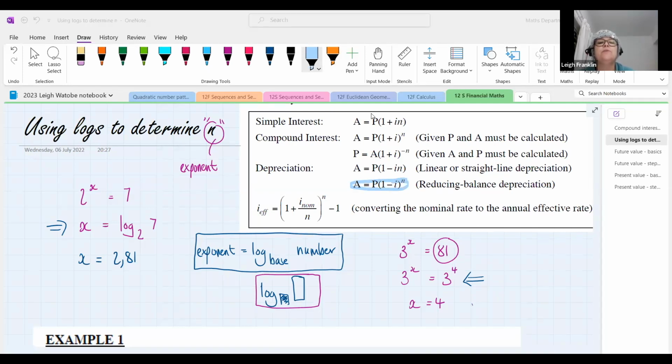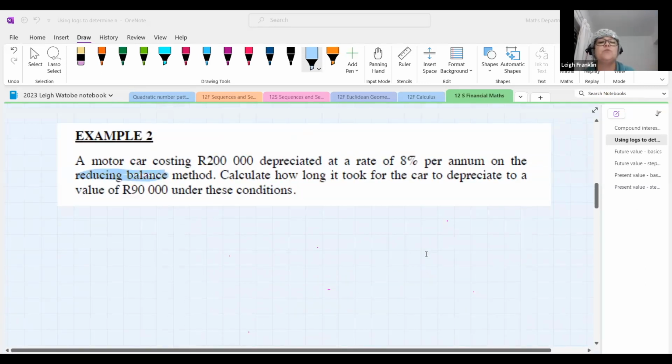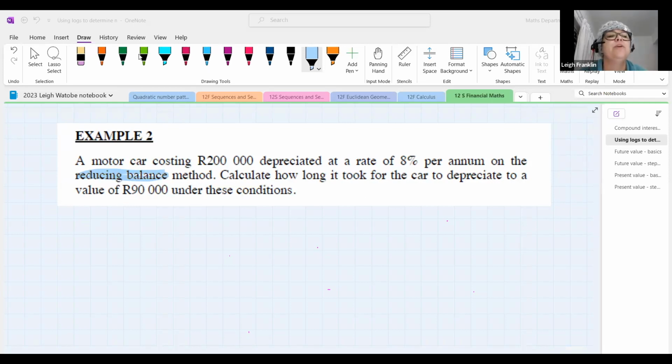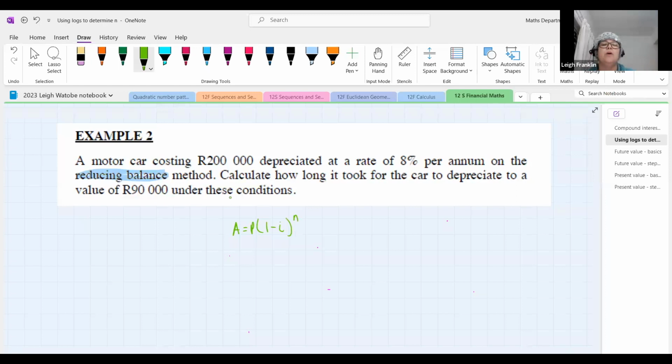Yes, Shisana. Yes, Tsahufatso. I think you just left the N off. Yes, N being the exponent. You're quite right. So we've got to use the correct formula, otherwise we get no marks. In this situation, we have A equals P(1 minus i) to the power of n. So we were talking about this formula on Tuesday. We were working with it.